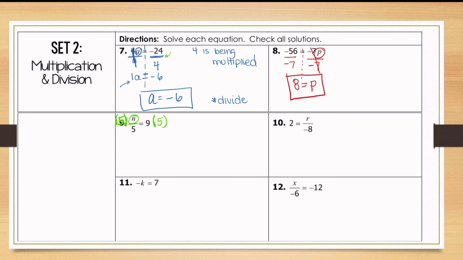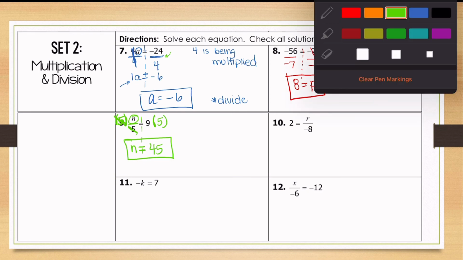Well, what do I mean sides? Look what I didn't draw. That equal sign divides them. So what happens here is this 5 and this 5 will cancel. That was the whole point. So that n will equal 45. I just multiply. Okay?